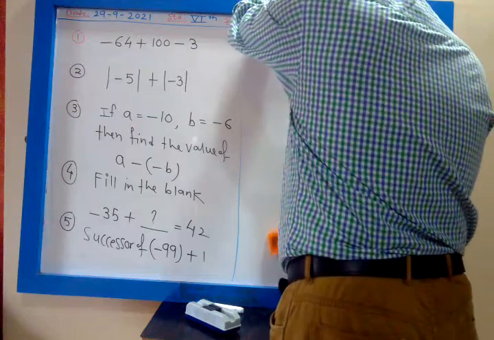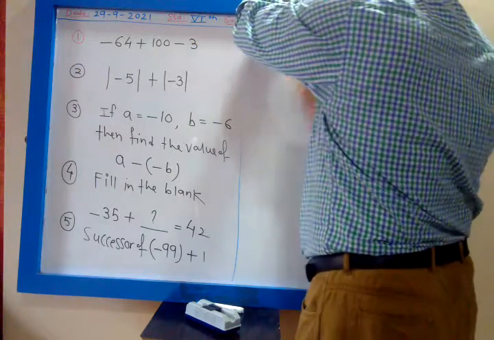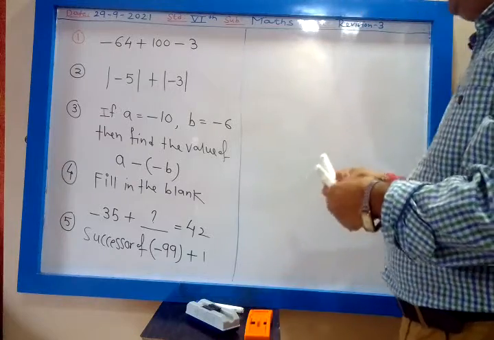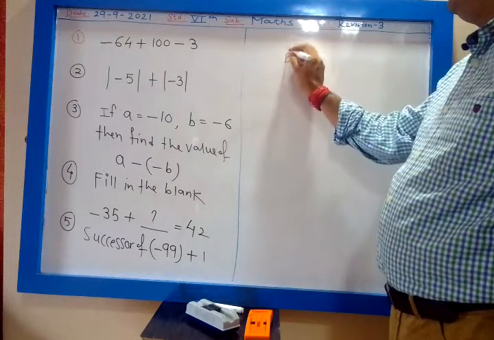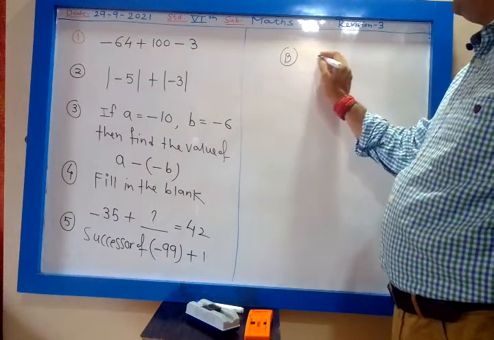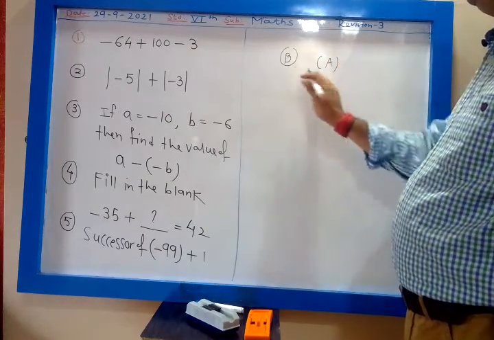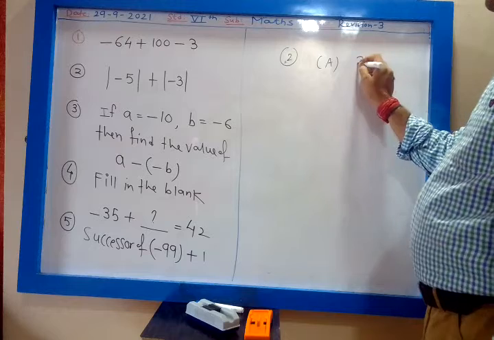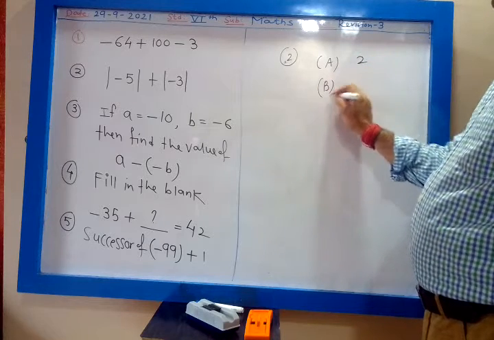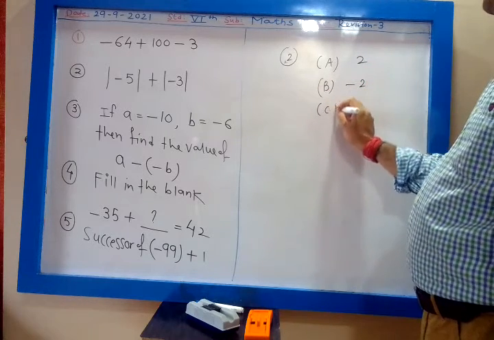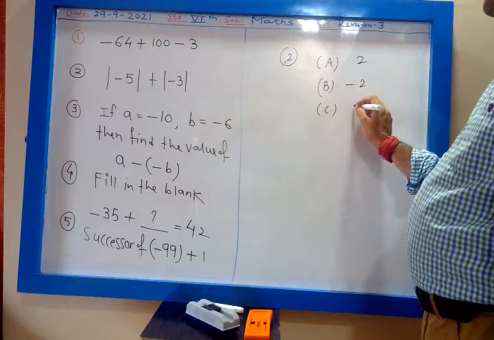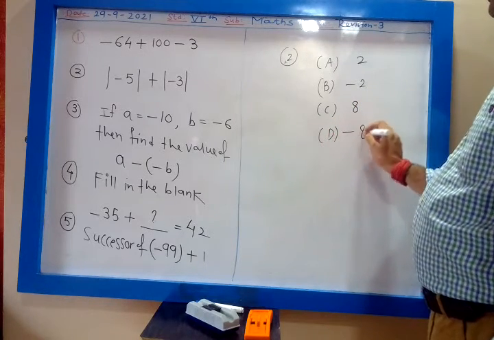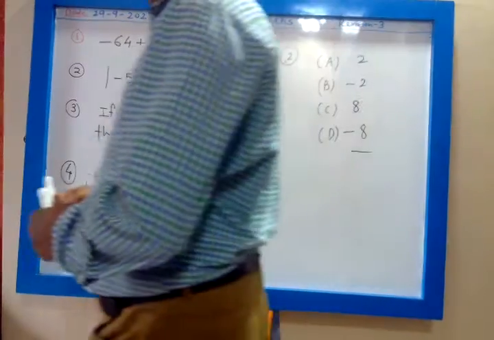Chalo, let me give you the options of the second question. Option A is 2, option B is minus 2, option C is 8, option D is minus 8. Start sending me the answer.